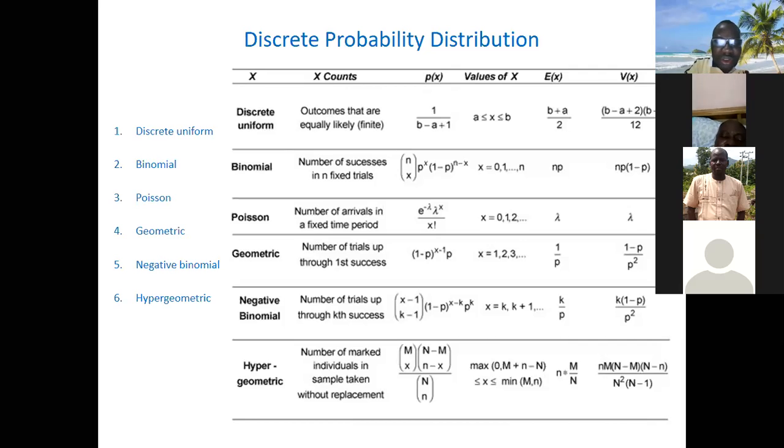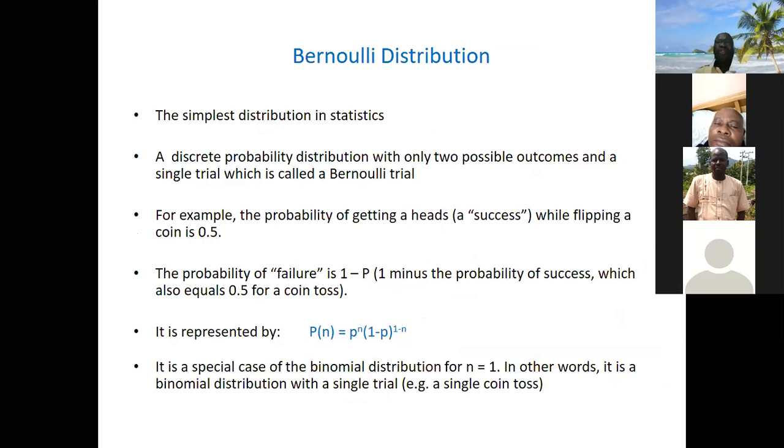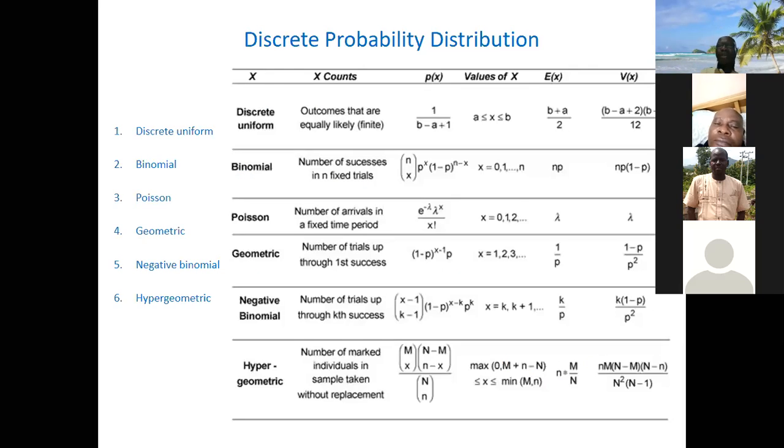Then hypergeometric: number of marked individuals in a sample taken without replacement. Where hypergeometric is different from binomial is that in binomial there is replacement, but here you don't replace. Anyway, let's just go through, because I just did that for you to see the table, but all those equations are just showing you the density function.